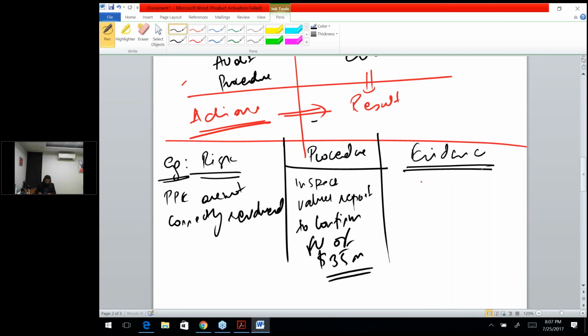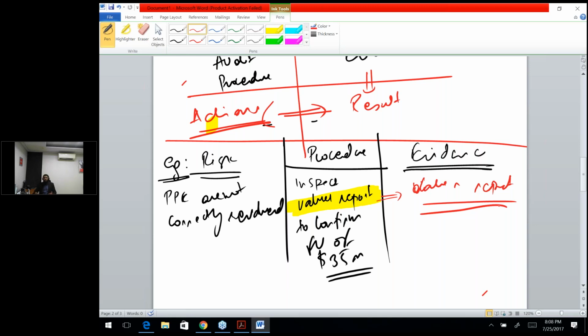Once you have performed the procedure, the important thing over here was the valuer report. You would have definitely copied the report and kept a copy of it in the working papers. So what evidence have you gathered out of this whole exercise? The whole exercise has resulted in giving you evidence, which is the valuer report. So you understand the difference between audit evidence and a procedure. Procedure is an action. The evidence is the result of an action.